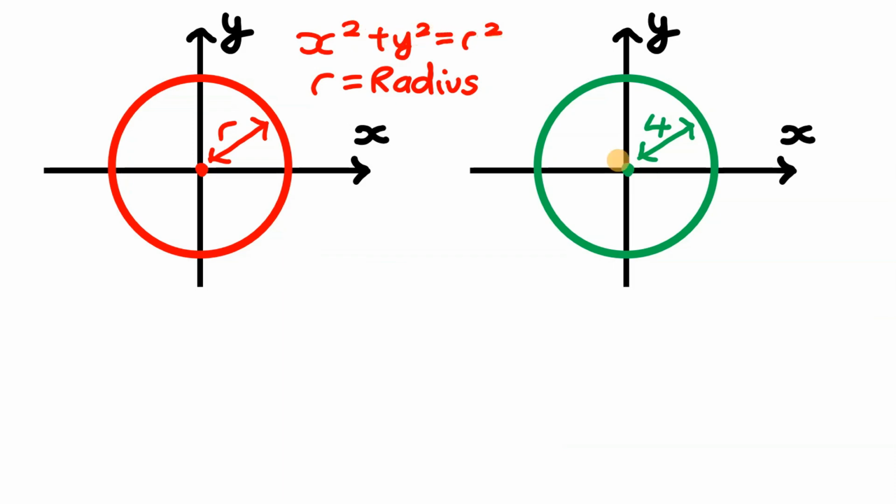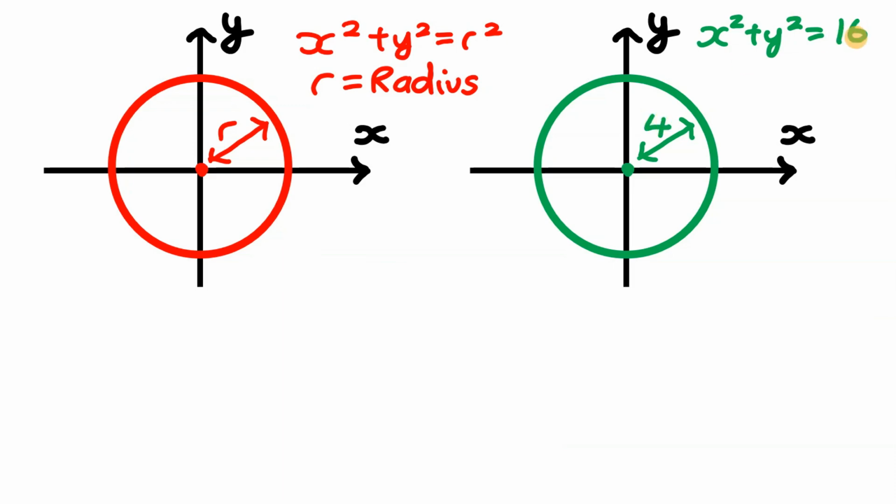So for example, let's say we had a circle like this here with its center at the origin, and it had a radius of 4. This can be described using the equation x squared plus y squared is equal to 16, because 4 squared is 16.